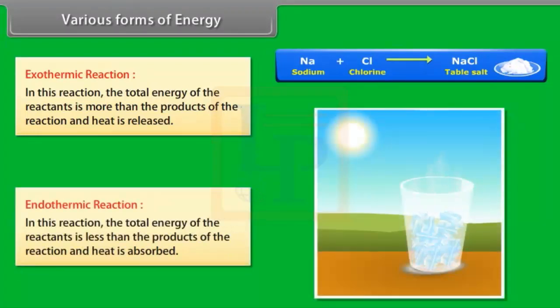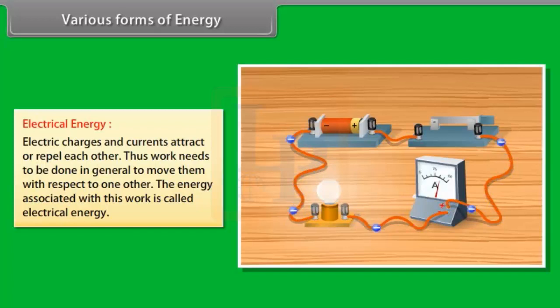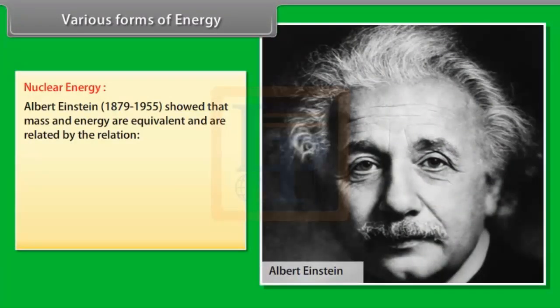Endothermic reaction. In this reaction, the total energy of the reactants is less than that of the products of the reaction and heat is absorbed. Electrical energy. Electric charges and currents attract or repel each other. Thus, work needs to be done in general to move them with respect to one another. The energy associated with this work is called electrical energy. Nuclear energy. Albert Einstein, 1879 to 1955, showed that mass and energy are equivalent and are related by the relation E is equal to mc square, where c is the speed of light in vacuum.